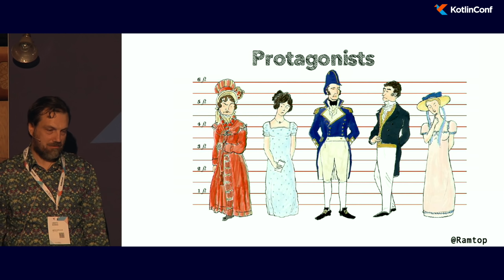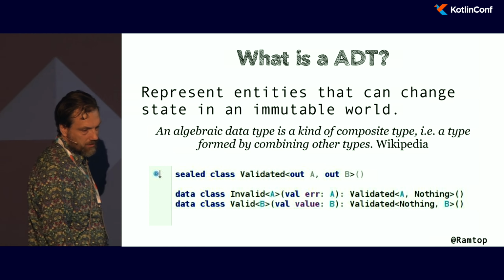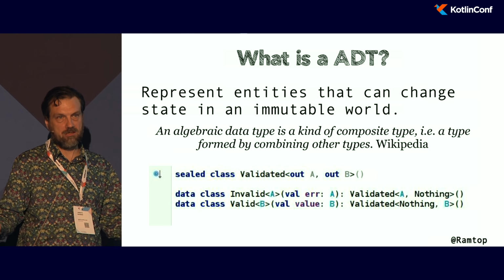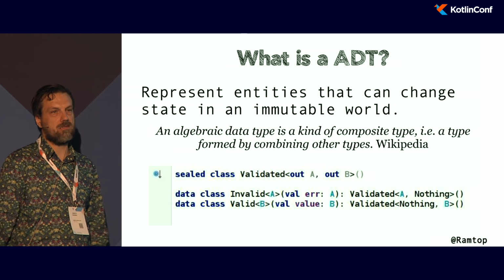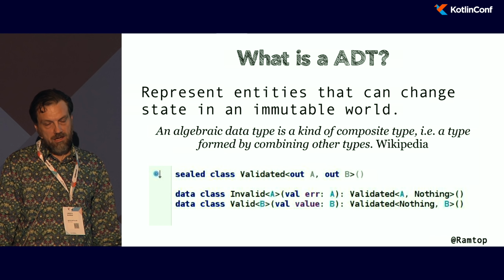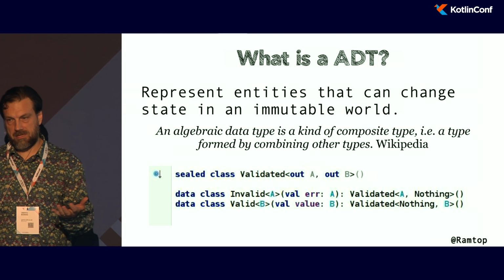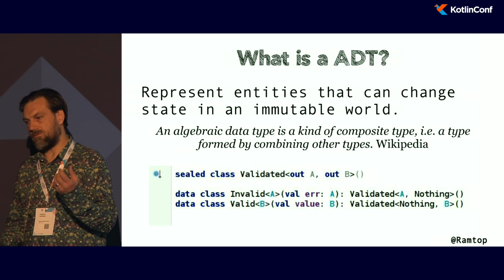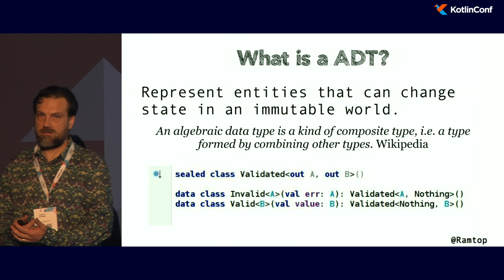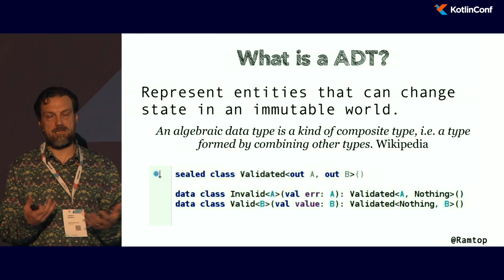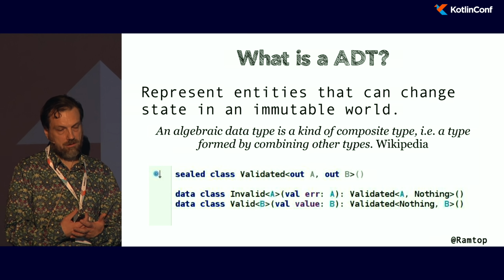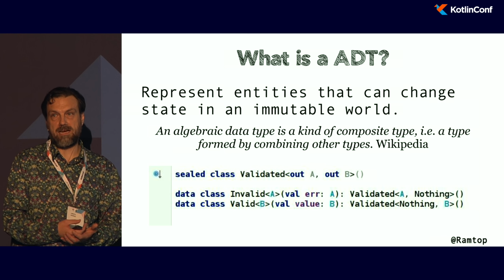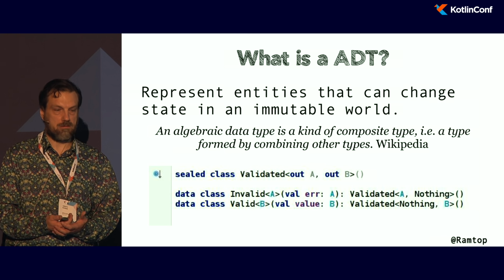Okay, so let's see our protagonist. The first thing is that because we said we are doing domain-driven design, we wanted to represent the domain. And the domain is something that changes, but we also do functional programming, so we have only immutable stuff. So how can we represent a state change in functional programming? There's something called algebraic data type that basically solves this problem.